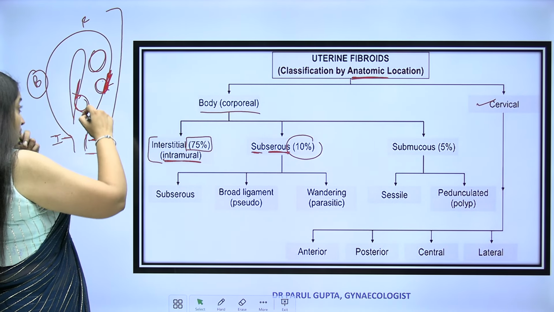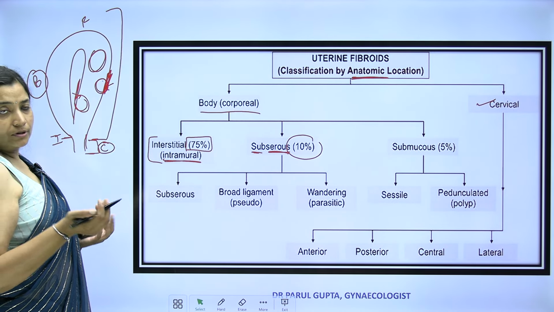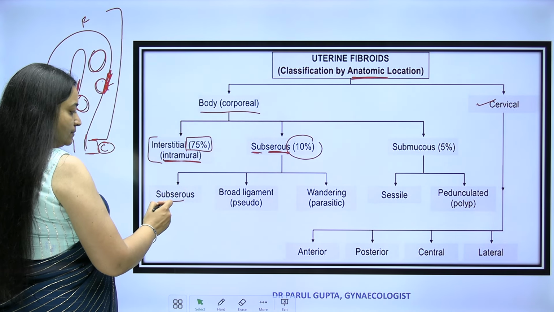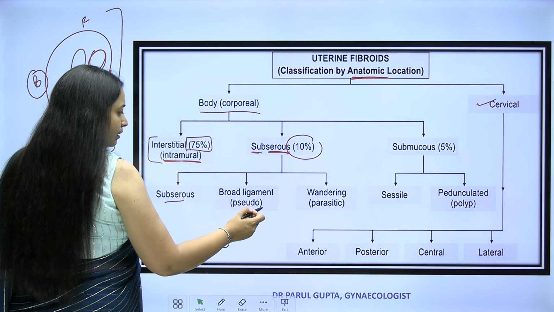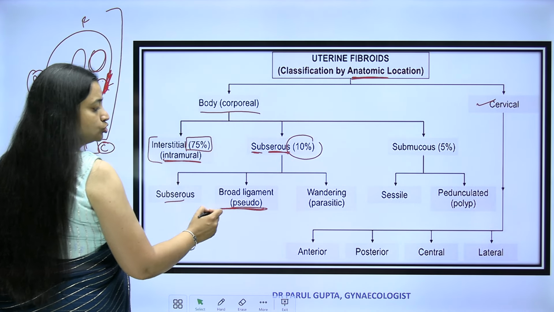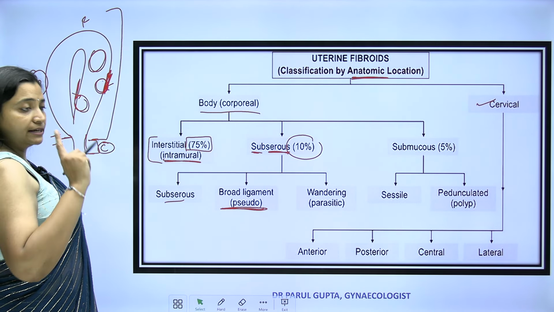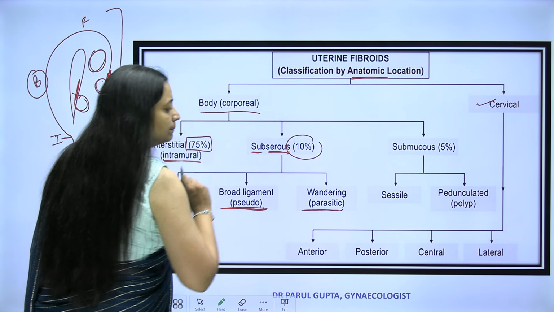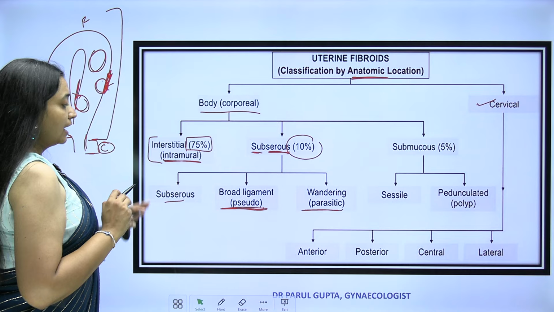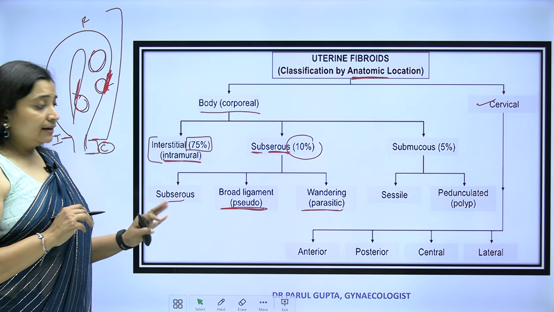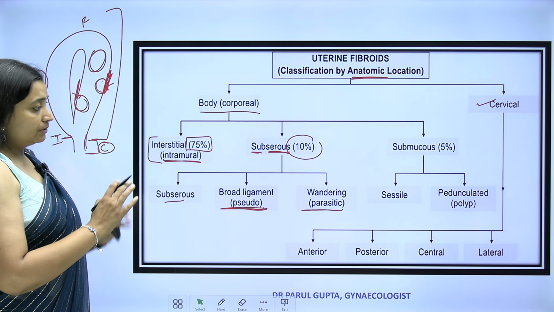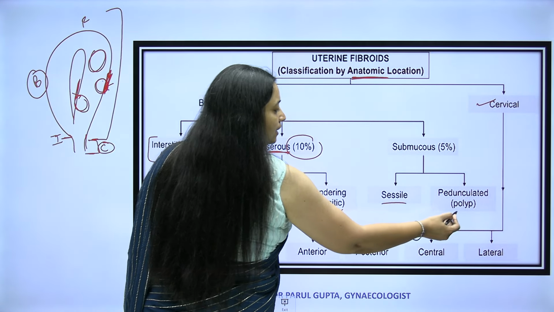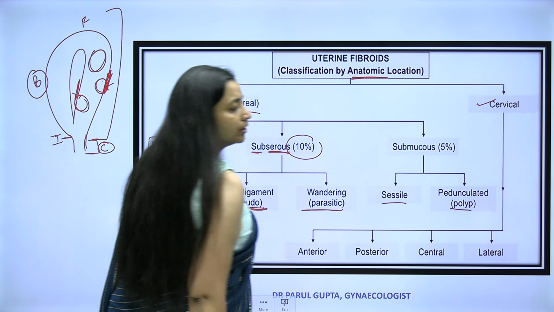Now intramural means intramural, but subserous is further divided into plain subserous or the broad ligament, which is a pseudo broad ligament fibroid. We will be studying it in detail, or a wandering fibroid or a parasitic fibroid. I will be telling you about everything in detail, but right now I am talking only about the classification. And the submucous can be sessile or pedunculated or a polyp.